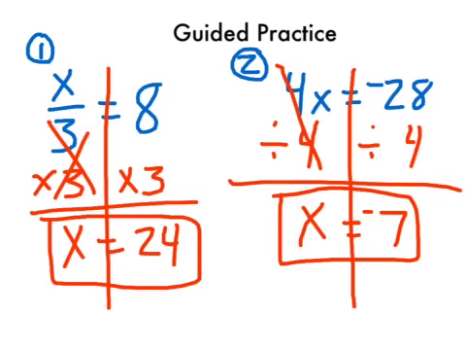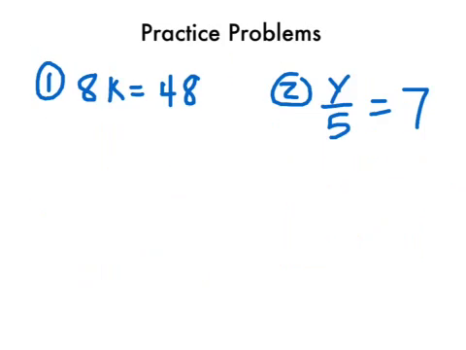Again, look at what's being done to the variable. Do the opposite operation. Make sure you do it to both sides, and you're going to have your answer. It's really simple as long as you follow the simple steps. Here's a couple for you to try on your own. Try these problems. Pause the recording. Let's see what you get. I'll solve them with you, and hopefully you'll do well.